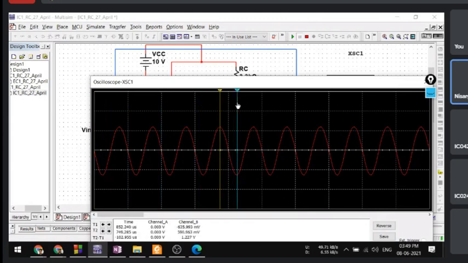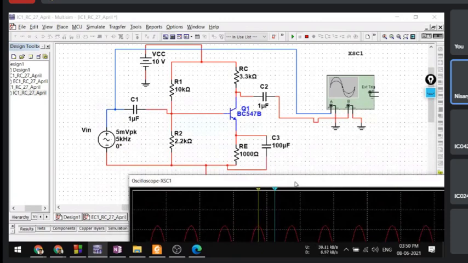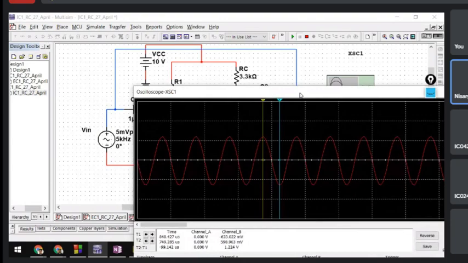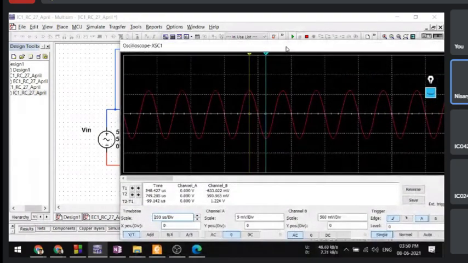Look, here you are getting 1.224, correct? Yes. So even without removing the capacitor, obviously you will get more gain. But here, on increasing RE, you can see that there is a decrease in the peak to peak, right? Now set the cursor on the positive and negative peak, and you have 1.224 volt peak to peak.